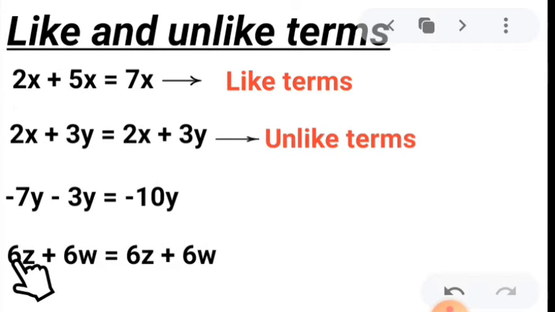We also have 6z plus 6w. w and z, they are not the same. So 6z plus 6w remains the same because they are unlike terms. They are not the same.